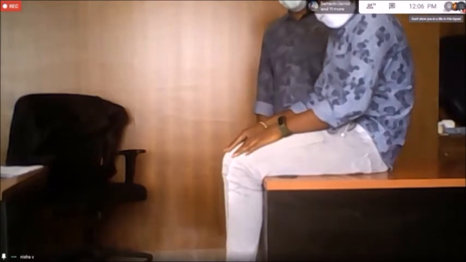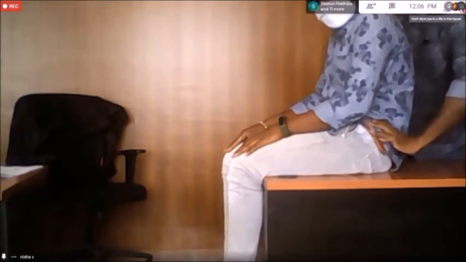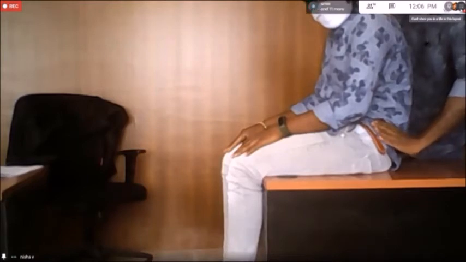Okay, so if you can just keep your finger on the PSIS, on the iliac crest, I think it will help people to identify it better. Now this is a posterior pelvic tilt. Now what you see is the index finger and the thumb of Mr. Dinesh. The thumb is lower than the index finger.